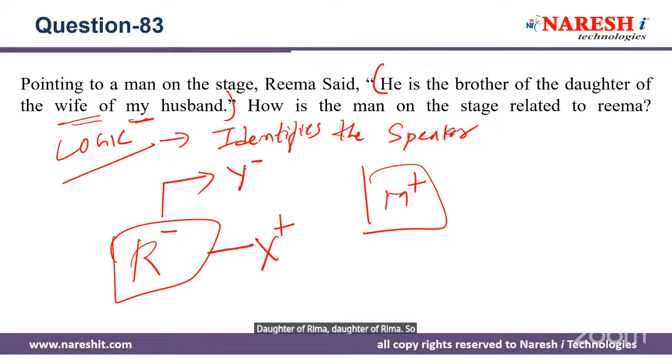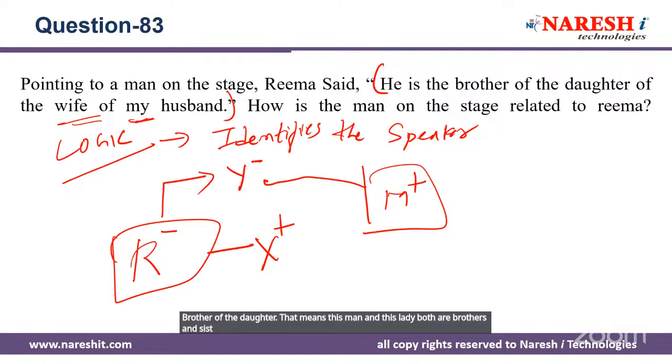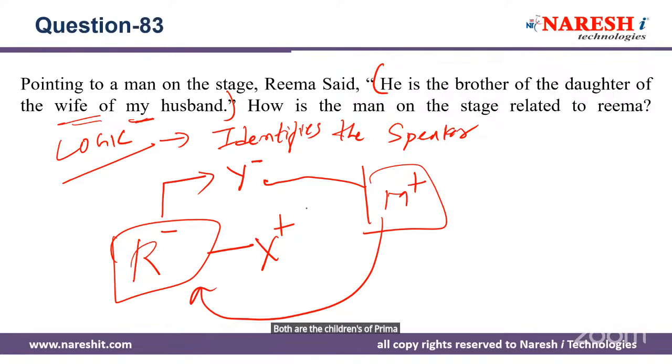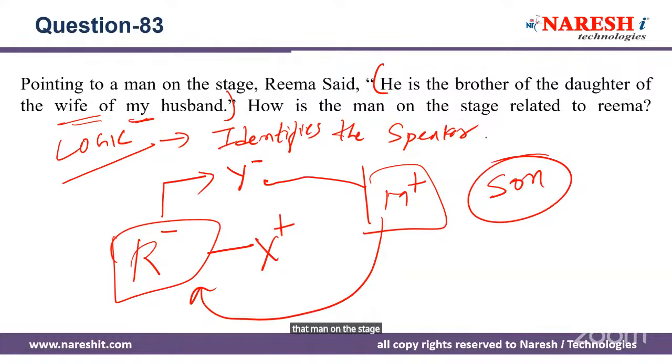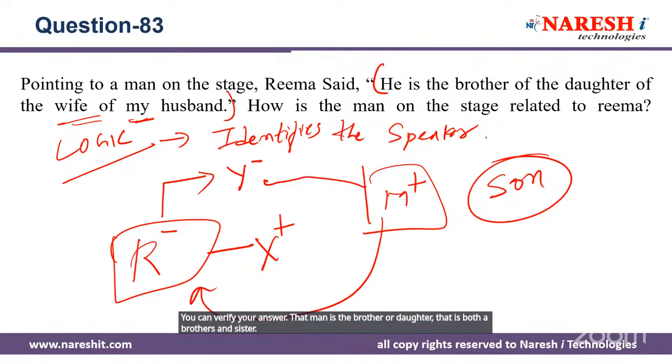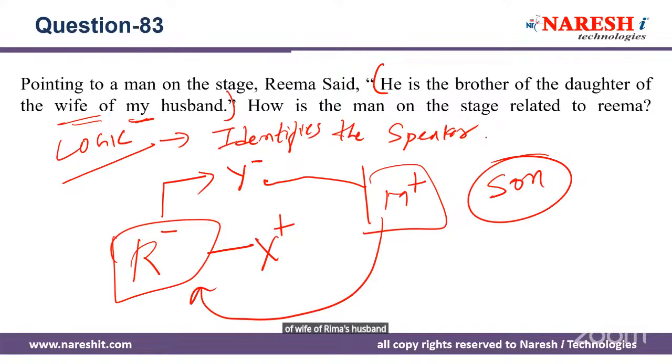Brother of the daughter. That means this man and this lady are brother and sister, and both are the children of Rima only. Now the question comes: how is the man on the stage related to Rima? That man on the stage is nothing but the son of Rima. You can verify your answer. That man is the brother of the daughter, so both are brother and sister, children of the wife of Rima's husband, that means of Rima only.